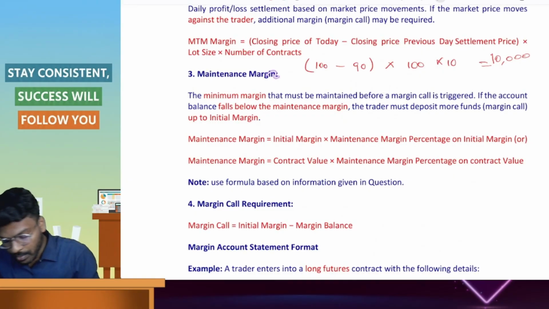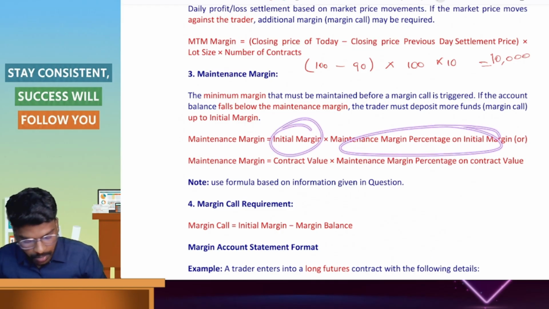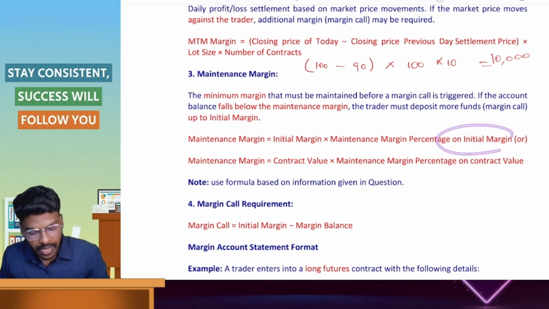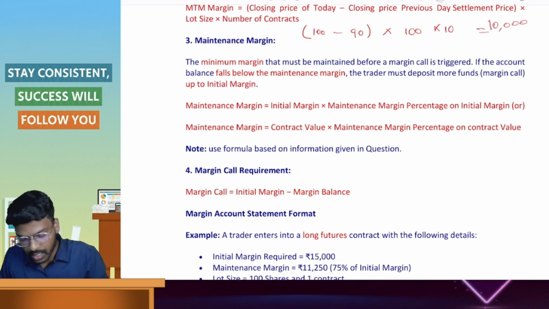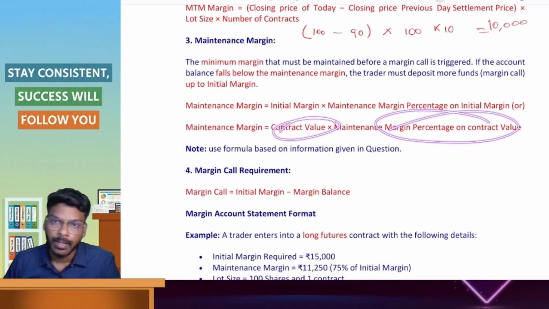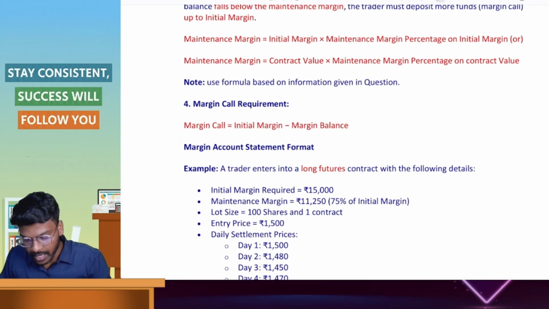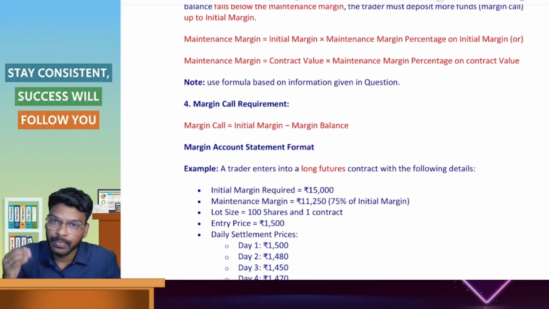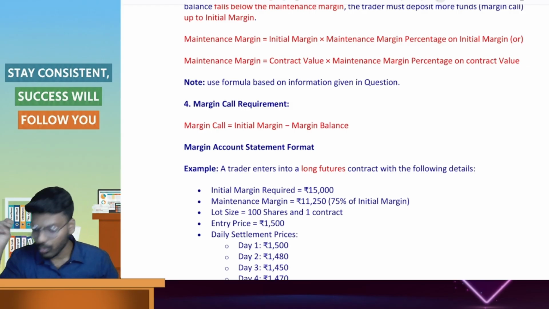How to compute maintenance margin? If maintenance margin percentage is given on initial margin, we have to compute initial margin into maintenance margin percentage. Or if the percentage is given on a contract value, you can use the contract value multiplied with the percentage of contract value. Next, margin call requirement. In case the total amount in the account falls below the maintenance margin, we have to bring the amount up to the initial margin amount. How to compute this?